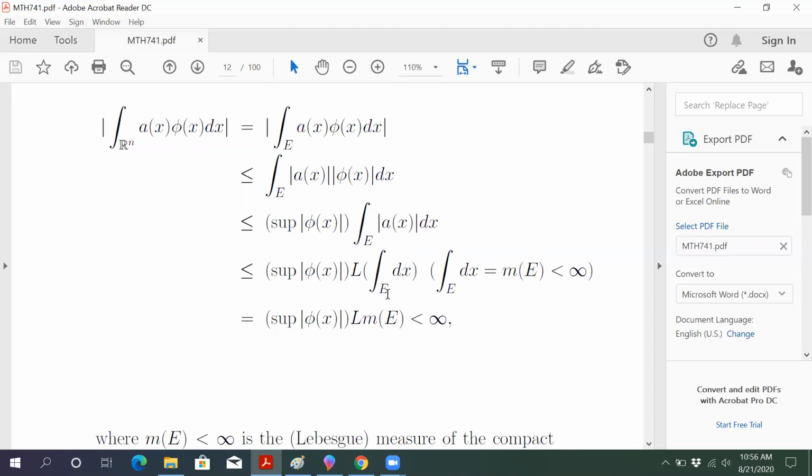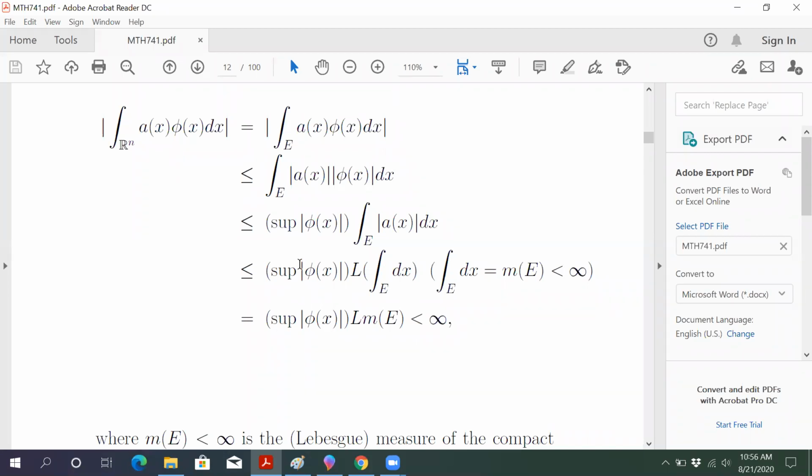For example, look here in one-dimensional space. If this E is the closed interval A and B, then the integral of 1 dx on the interval A and B will be B minus A. Okay, so you write down this first. I will explain more on another page. So remember, this integral of 1 dx on E is actually the measure, more precisely the Lebesgue measure, of the compact set E, which is finite. Whatever, this is something finite.